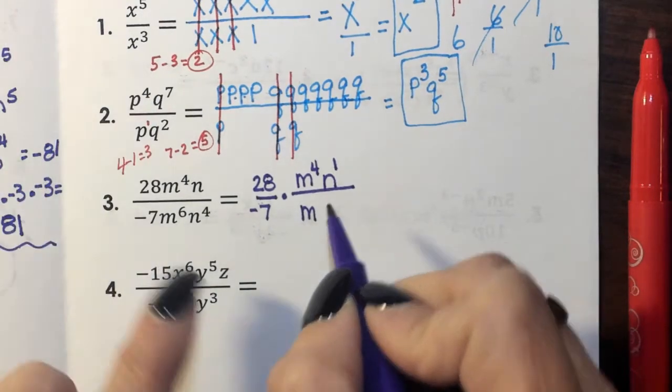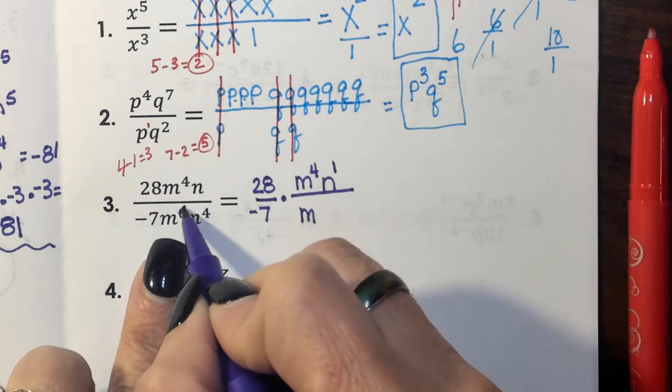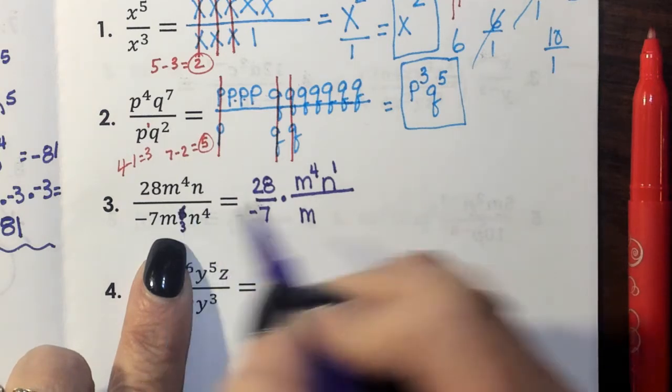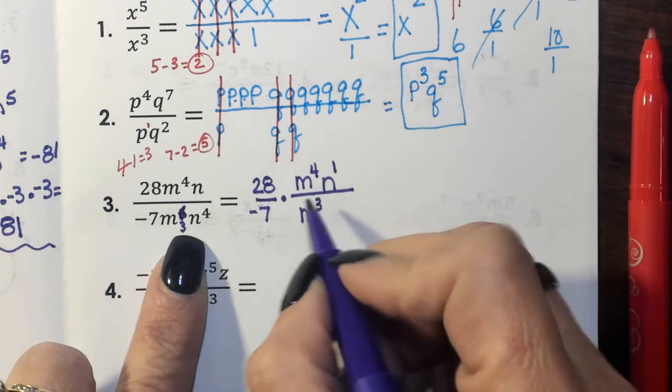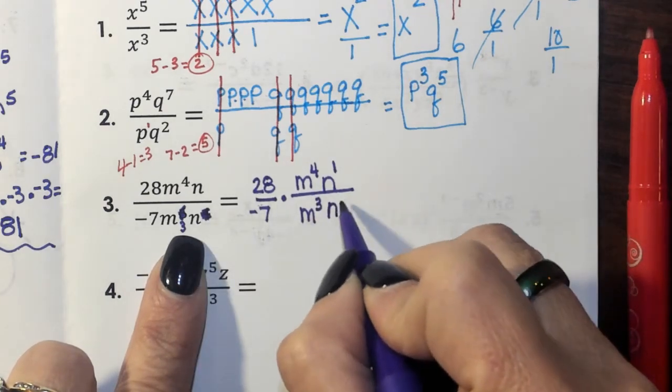M. Oh, you know what? That 6 right there is not supposed to be a 6. We're going to make that 6 a 3. Oh, and that n, we're just going to mark that one off altogether. And we're just going to say n to the 1.